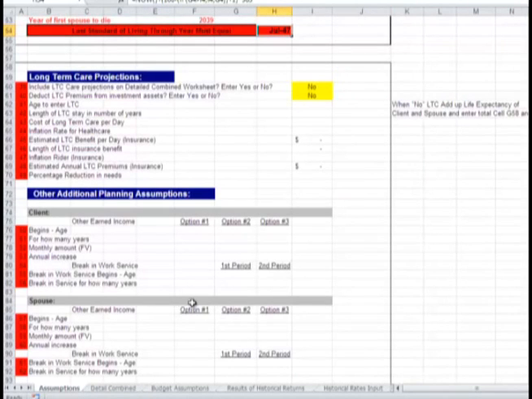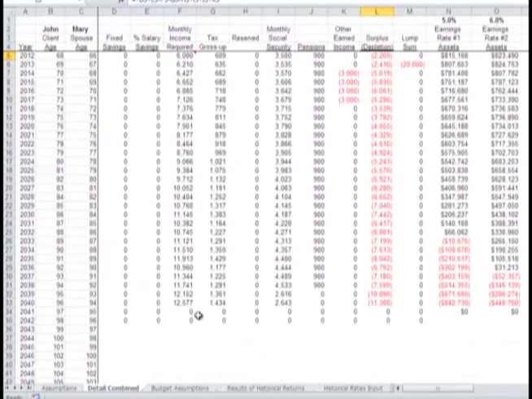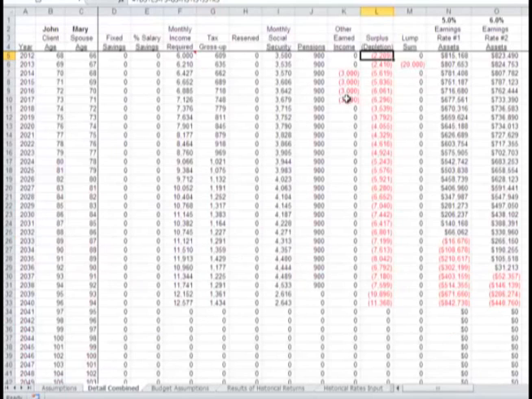Now if we change some of the assumptions, for instance, let's assume John and Mary have a grandchild soon to enter college, and they want to help that grandchild starting in 2 years when John is 70. So let's assume that they will be helping their grandchild for 4 years, starting when John is 70, and it's going to cost $3,000 a month with no increase.